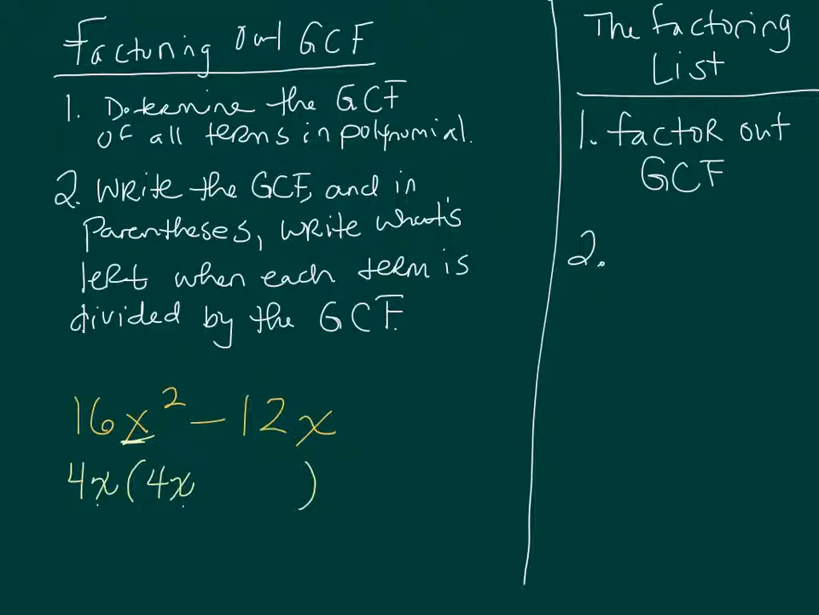All right, minus 12 divided by 4 is 3, and x, I had 1 x, took 1 x out, so I don't have any x's left. Here is the factored form. So if I ask you to factor 16x squared minus 12x, you would put 4x times 4x minus 3. There we go. That's it.